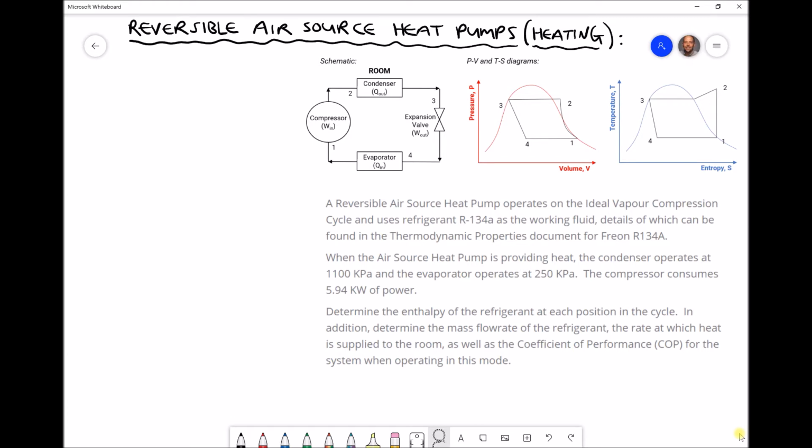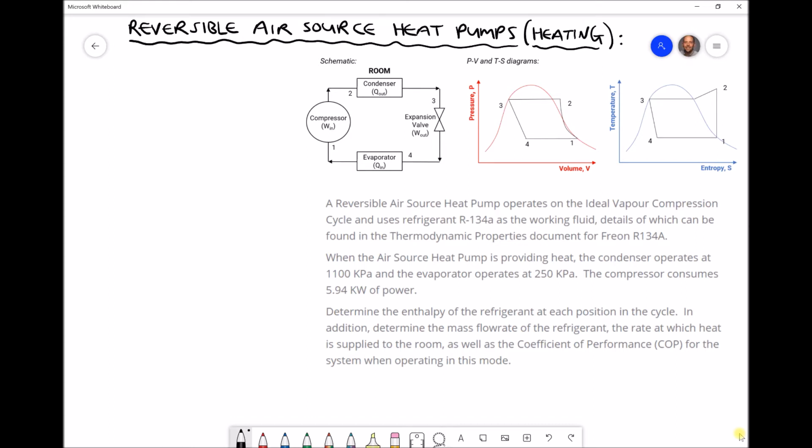To begin with then, on our schematic diagram, we can see that we have a compressor. So our refrigerant is being compressed before it enters the condenser. When the refrigerant enters the condenser, it's very hot, so it's going to give up heat energy to the room as it changes state. We then expand the refrigerant, and the reason for expanding the refrigerant after we've removed that heat is to allow its temperature to drop even more significantly.